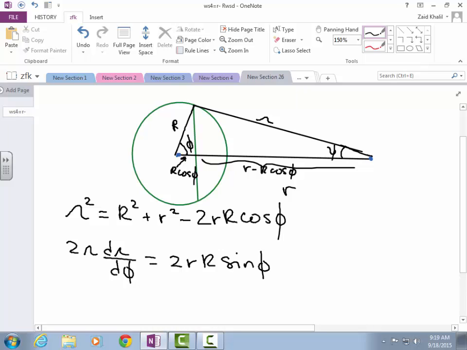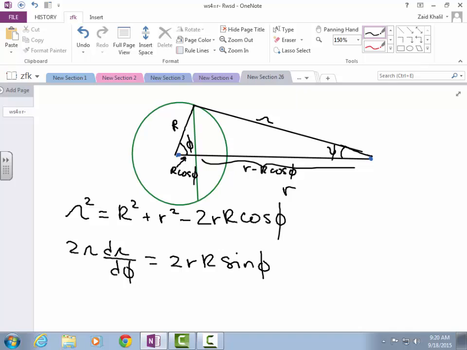Wait, what happens to the... Oh, what's the derivative of cosine? Negative sine, so it becomes positive. R squared and those two. What happened to those two? They're constants. Oh, yeah. So since they're constants, what's the derivative of a constant? 0, that's right. So everybody on the same page?